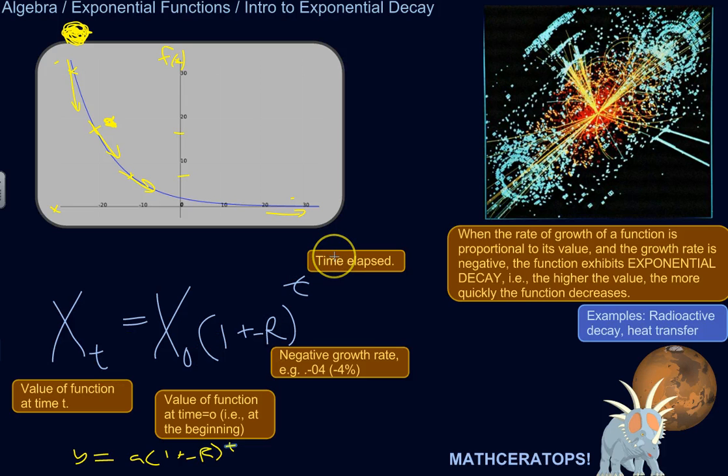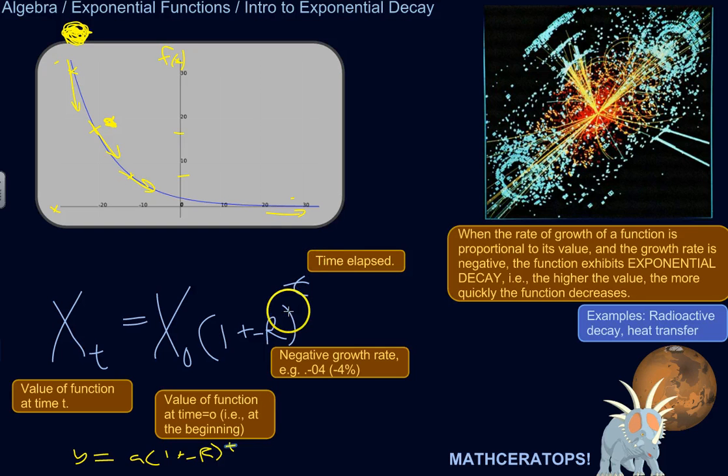Maybe if you're measuring time in years, we say x of 3 is blah blah blah. It equals the value of the function at time 0, meaning what you start with, times 1 plus the negative growth rate. So if the growth rate is negative 4%, it'd be 1 plus negative 0.04, in other words, 0.96, raised to the power of t. In the case of 3 years, you'd say raised to the power of 3.